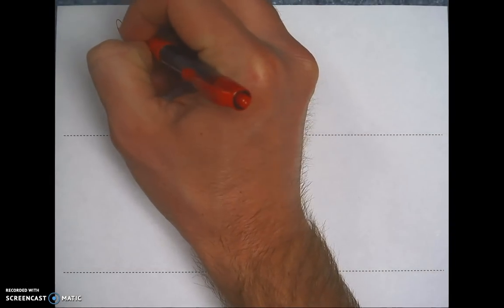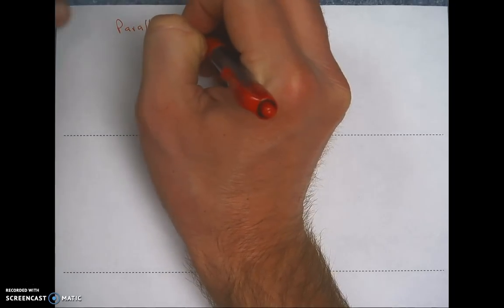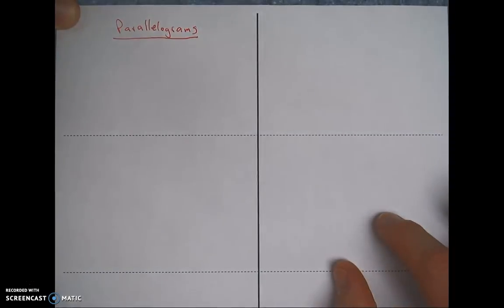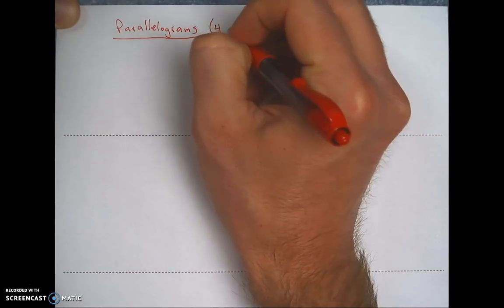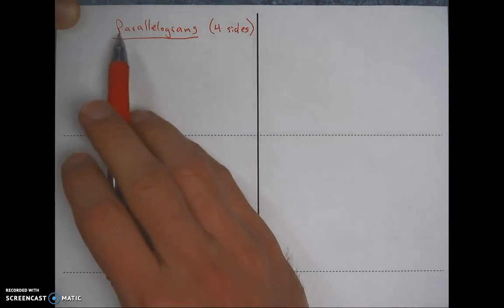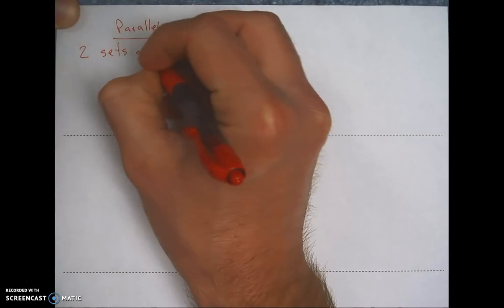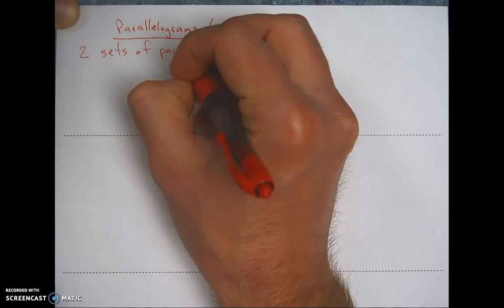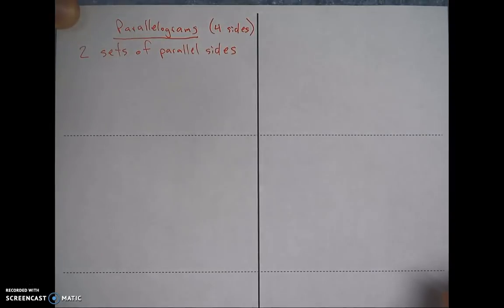But first shape we're going to start off with today is a parallelogram. Now, the one distinction of a parallelogram, first of all, it's 4 sides. And what makes it a parallelogram, you see the word parallel. It has 2 sets of parallel sides. And these are always the opposite sides. So the sides you see across from each other.